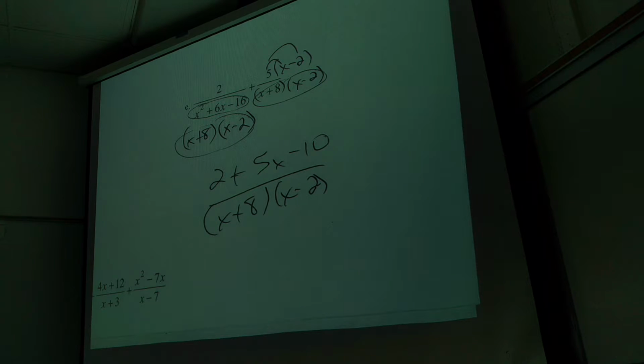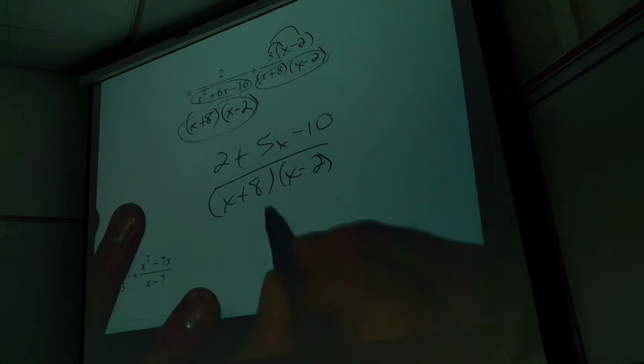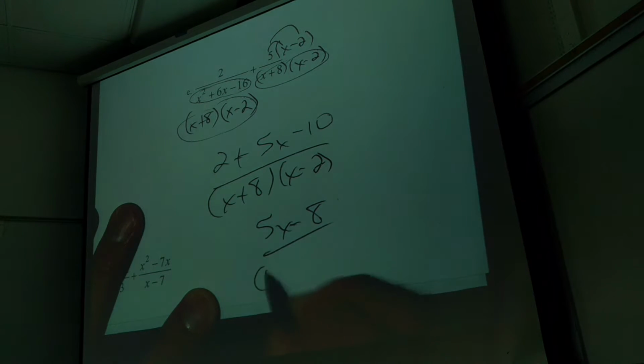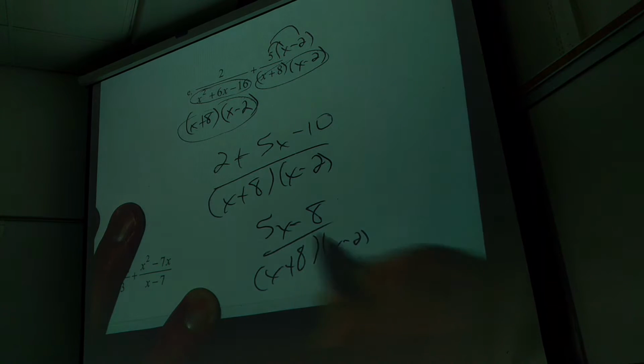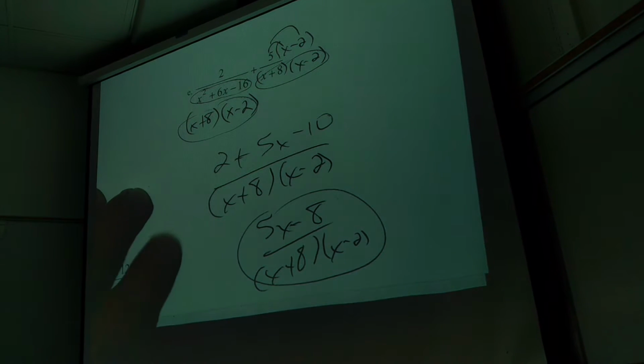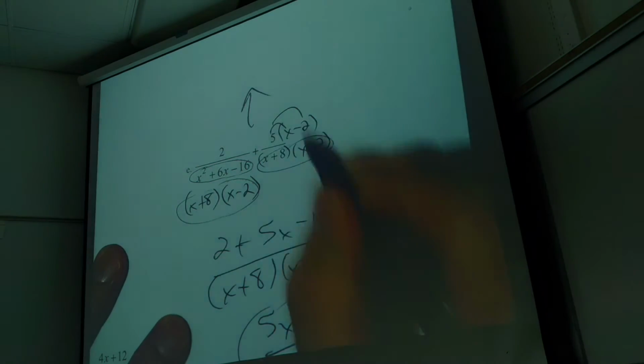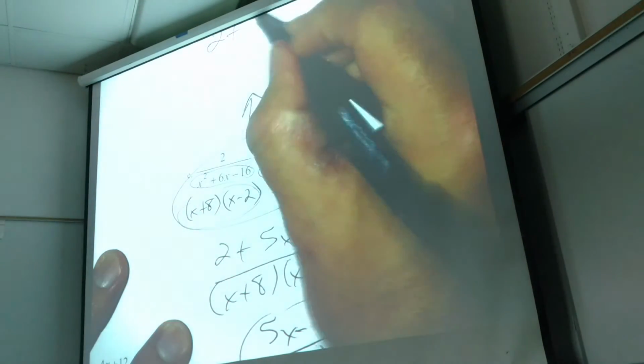Let me finish this out, and then I'll go back and show you the biggest mistake people make. So one more step, really, and we're done. Subtract. 5x minus 8 over x plus 8, x minus 2. That won't factor, so you know you're done. Nothing else can cancel.